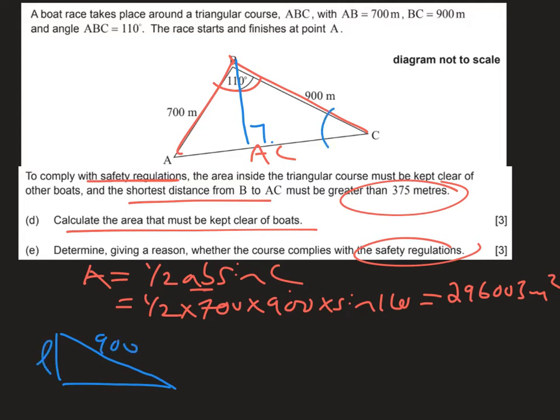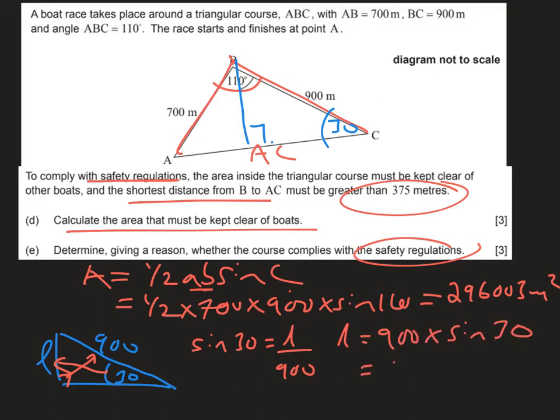And from the previous question, we know that this angle here is 30. So relative to this angle here, this is the opposite, and we've got the hypotenuse. So I hope you can realise we're going to be using sine. So sine 30 equals the length opposite over the hypotenuse, which is 900. So the length is going to equal 900 times sine 30. And if we do that, you end up with a length of 400 meters, which is greater than 375. Therefore, it does comply with the safety regulations.